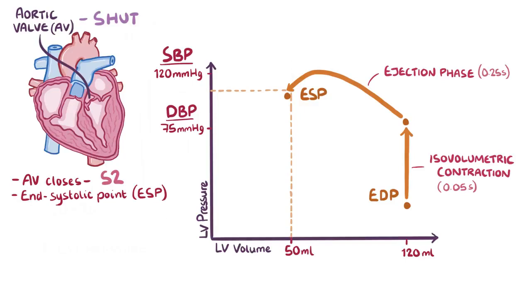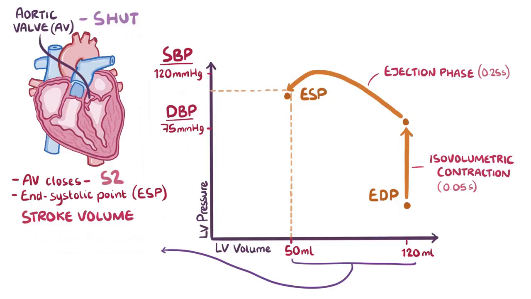If we calculate the difference between the end diastolic volume and the end systolic volume, we'll get the stroke volume, which is the volume of blood the left ventricle ejects or simply squeezes away on every heartbeat or stroke during this ejection period. In this case, 120 minus 50 is a stroke volume of 70 millilitres.